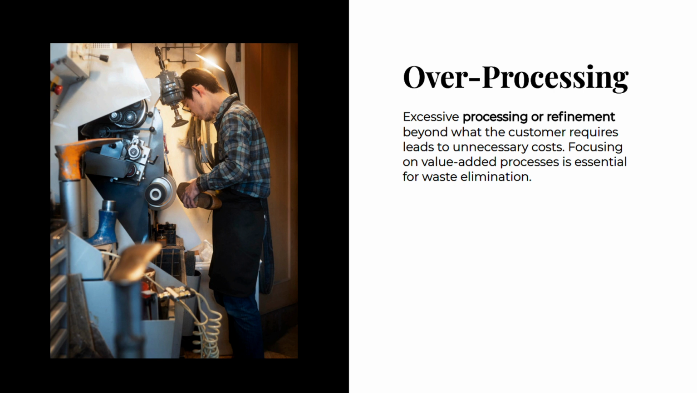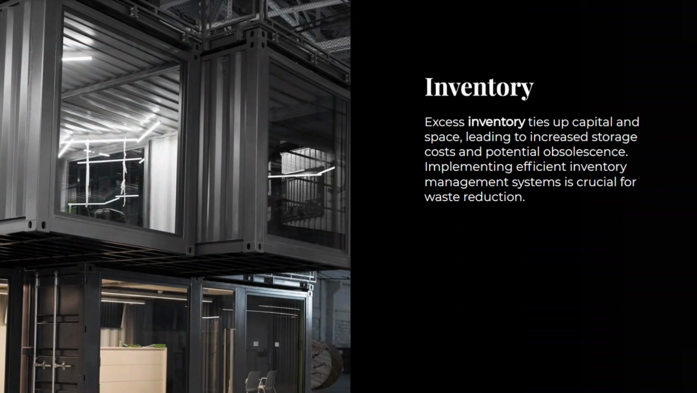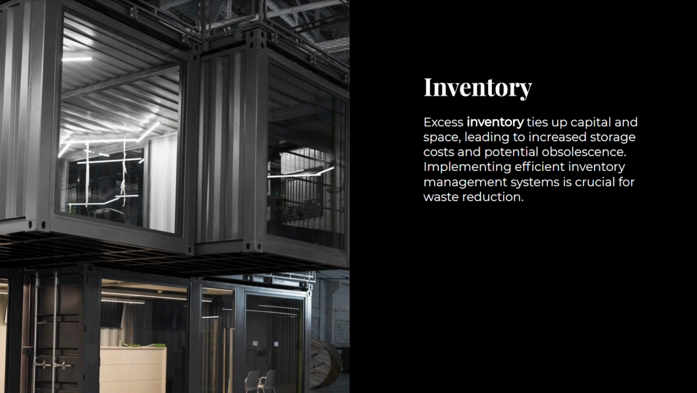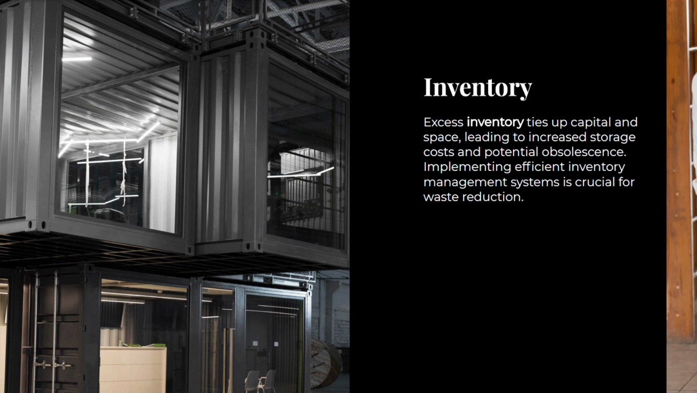So here we have to focus only on the value added process, and we have to eliminate all the wasteful process. Next is inventory. Yes, excessive inventory ties up the capital and space, leading to increased storage cost and potential obsolescence. It is very true that if there is more inventory, it will consume more space. It will block our space and capital. So implementing an efficient inventory management system is very important in the 7 waste reduction program.